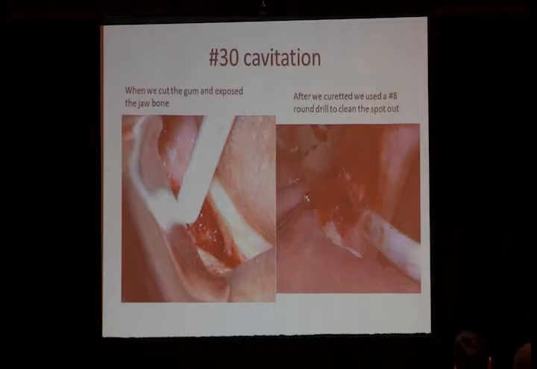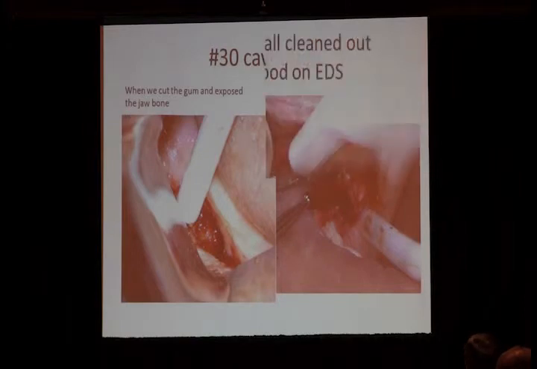This is another cavitation area where we exposed the jaw and got it cleaned up in here. This is the number 8 round burr, as you can see here, that we use to clean gently. Then recheck the area with electrodermal screening.